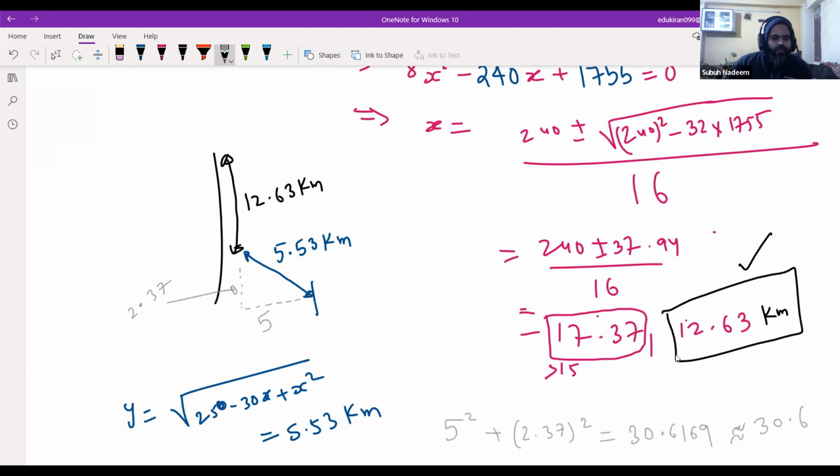The final answer we got is 30.6. Correct. So 1 minute. Not the final answer. They are asking the route. So they will say that it is walking for 12.63 kilometer. This is walking, jogging, whatever you can call, and swimming for 5.53 kilometer.